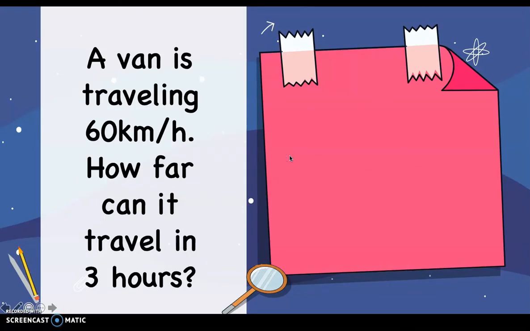Next, we have a van traveling 60 kilometers per hour. How far can it travel in 3 hours? So the given is the speed, which is 60 kilometers per hour, and the time spent is 3 hours. So the question is how far? Therefore, we're looking for the distance. So we have here the given and the missing, which is the distance. And for the distance, the formula is speed times the time.